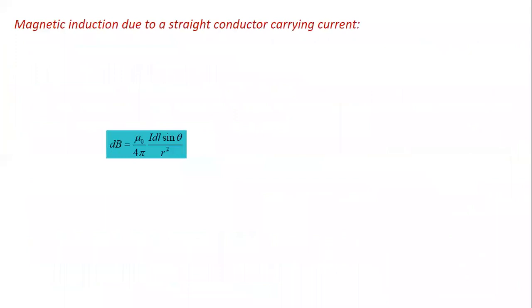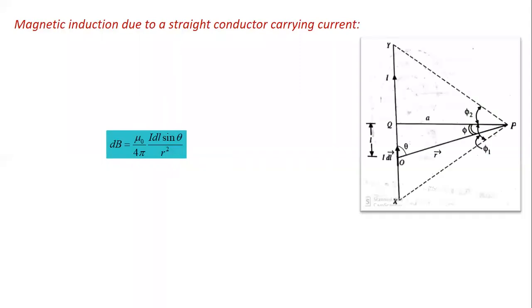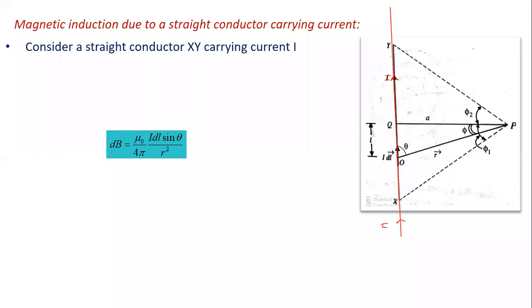After Biot-Savart law, the next article we have to start is magnetic induction due to a straight conductor carrying current. This is a derivation. Now we consider a straight conductor which carries a current. You can see here, this is a current carrying conductor, which carries current I. So through this conductor, current I is flowing. Consider the straight conductor named XY, which carries current I.